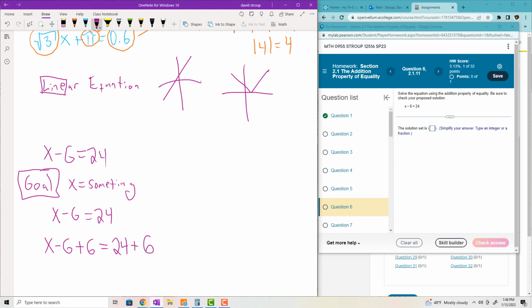And so at the end of the day, x minus 6 plus 6, you add the negative 6 and the 6, and you get 0. So it'd just be x plus 0, which is x. And then on the right-hand side, you'll have 30. Okay, so the answer they want is 30.